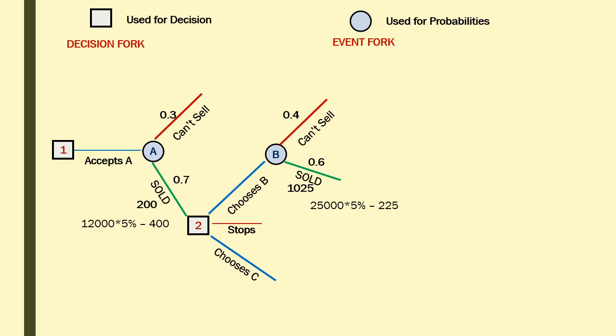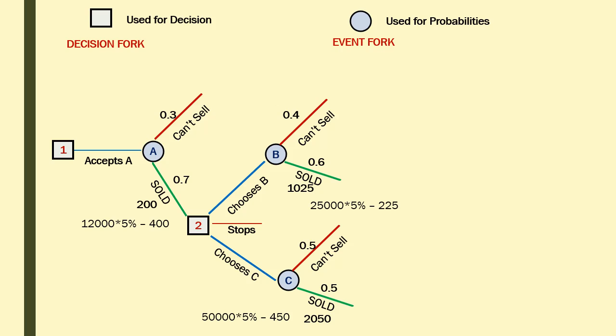If he chooses to sell property C, he has a 50% chance to achieve the goal. If he succeeds, he will get a profit of 50 rupees. The calculation is shown, with 5% commission and selling cost.